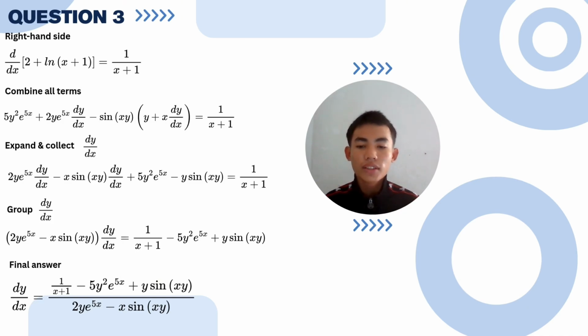So we group the dy over dx terms. 2y e to the power of 5x minus x sine of xy, times dy over dx, equals 1 over x plus 1 minus 5y squared e to the power of 5x plus y sine of xy. So the final answer is dy over dx equals 1 over x plus 1 minus 5y squared e to the power of 5x plus y sine of xy, all divided by 2y e to the power of 5x minus x sine of xy.